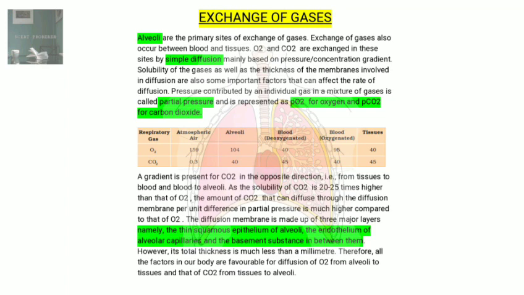A gradient is present for CO2 in the opposite direction, that is, from tissues to blood and blood to alveoli. As the solubility of CO2 is 20 to 25 times higher than that of O2, the amount of CO2 that can diffuse through the diffusion membrane per unit difference in the partial pressure is much higher compared to that of O2. The diffusion membrane is made up of three major layers, namely, the thin squamous epithelium of alveoli, the endothelium of alveolar capillaries, and the basement substance in between them. All the factors in our body are favorable for diffusion of O2 from alveoli to tissues and that of CO2 from tissues to alveoli.